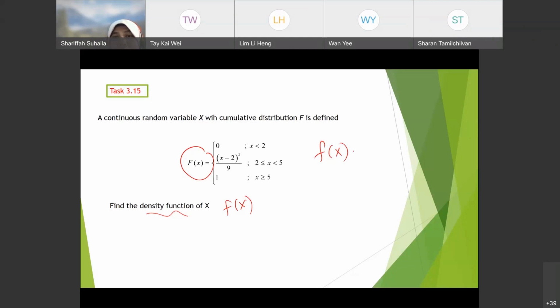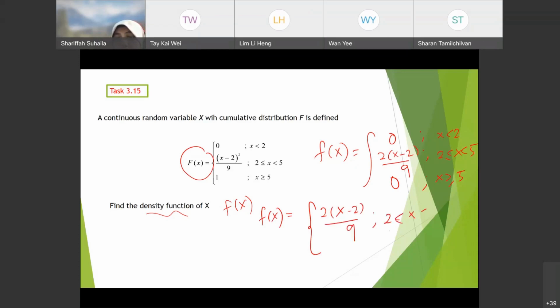Differentiate 0, 0. Differentiate 1, 0. Now you differentiate this one, (x minus 2) squared over 9. So that means 2(x minus 2) over 9. So tulis balik dia punya range dia, ataupun nak simplify lagi. Tuliskan small fx: you have 2(x minus 2) over 9 for 2 less than x less than 5, and then 0 otherwise, elsewhere, sama je. So this is your PDF function.